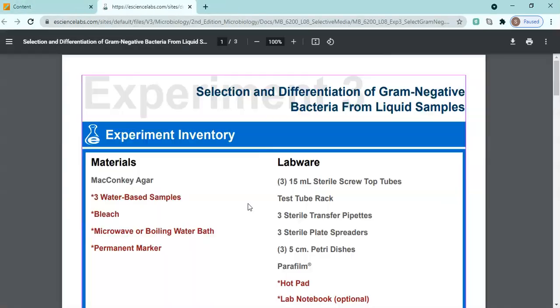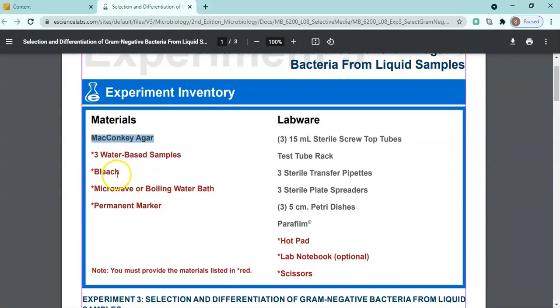And then we also had our selection of gram negatives, which used our MacConkey agar. And remember, the MacConkey agar helps us to select for gram negative lactose fermenters. Bleach, again, a big piece that we see in all of our labs. Bleach is the substance that's used to destroy our Petri dishes when they're done, but also to disinfect our surfaces.